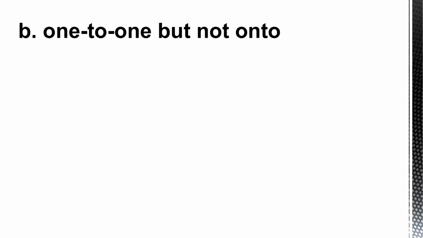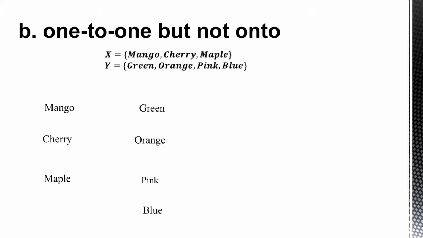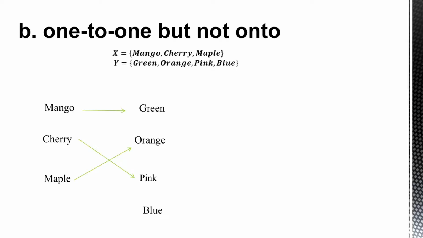Next is the one-to-one but not onto function. Here's the set of x and y. Our domain here is the set of trees, which are mango, cherry, and maple. And our codomain is the set of color of leaves. As you can see here, mango is assigned to green, cherry is assigned to pink, and maple is assigned to orange. It is one-to-one because all elements from domain have an image in the codomain.